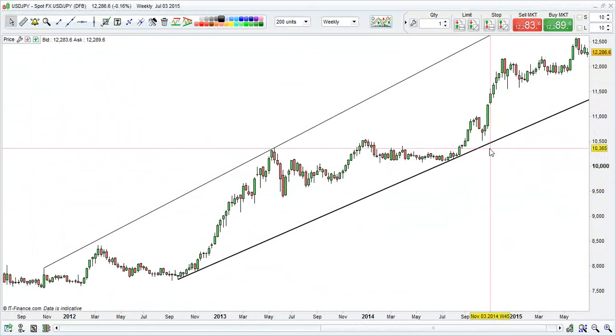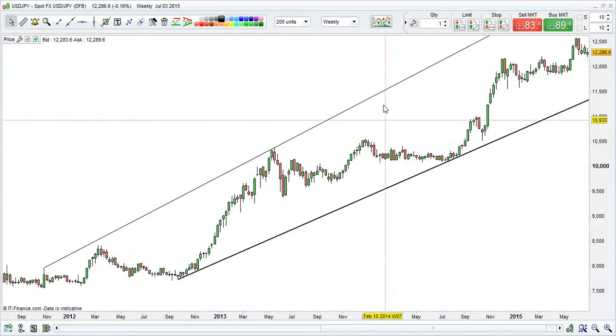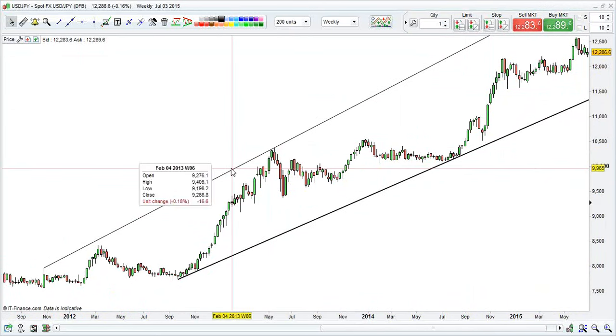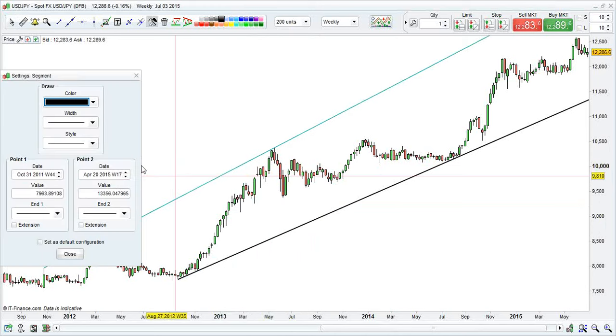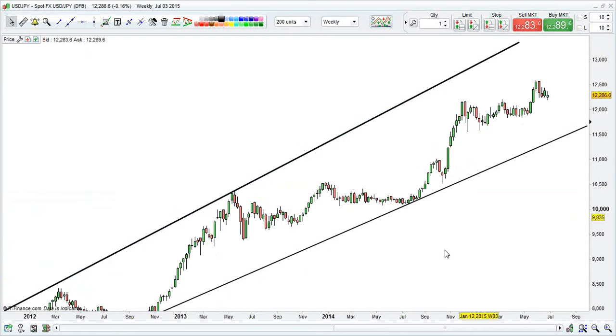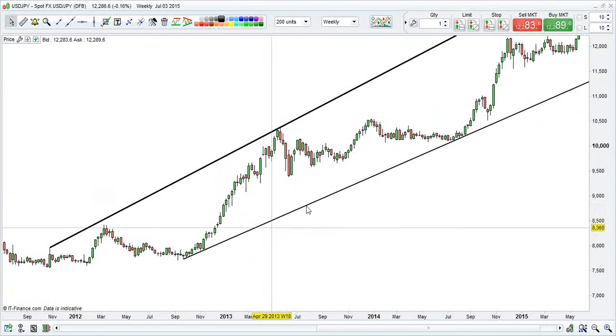You have a lower band and you have an upper band, so you can see that your trend is in place. We can just configure it again and make it stand out. So there's your basic channel in place there. You're looking for your support on the bottom and your resistance on the top.